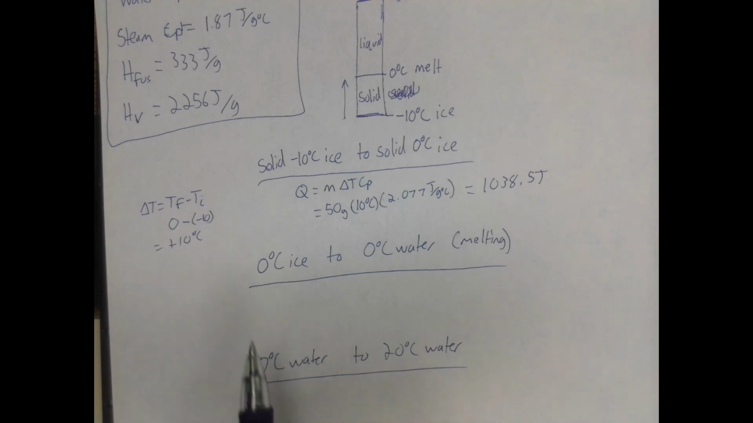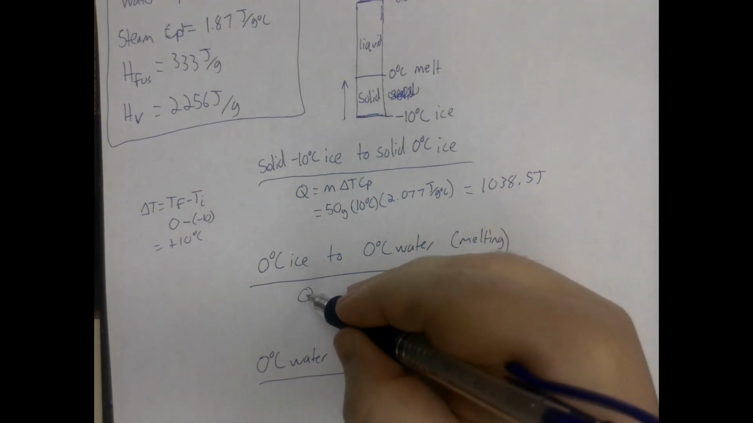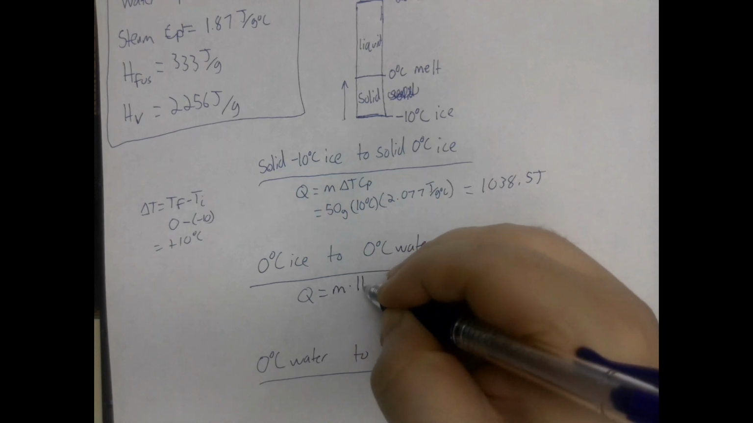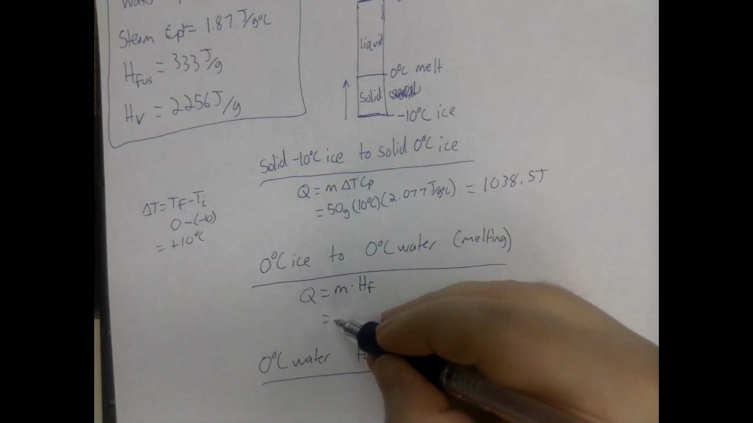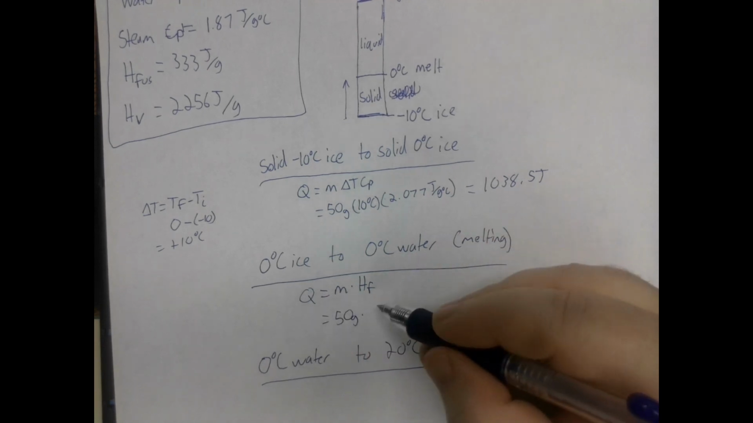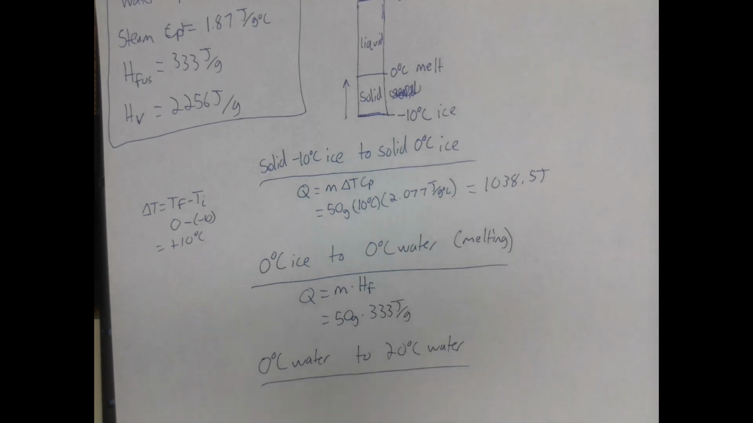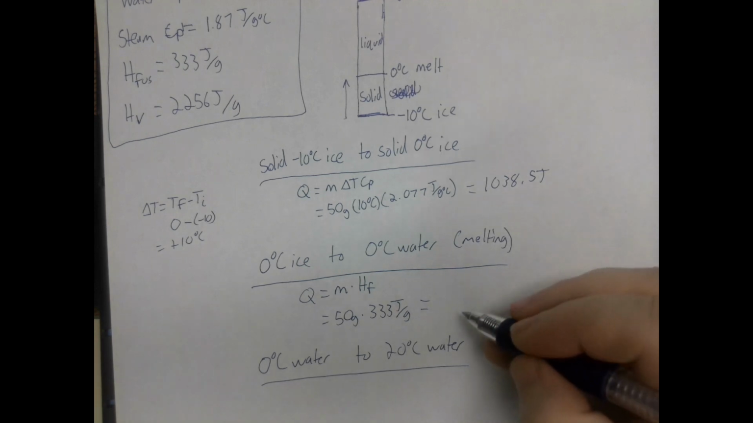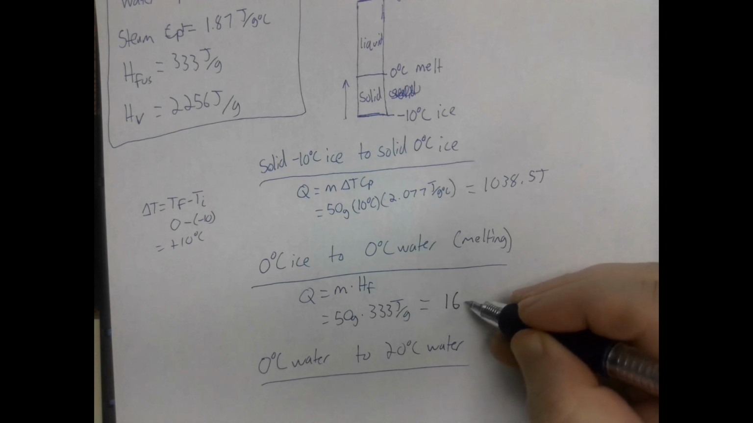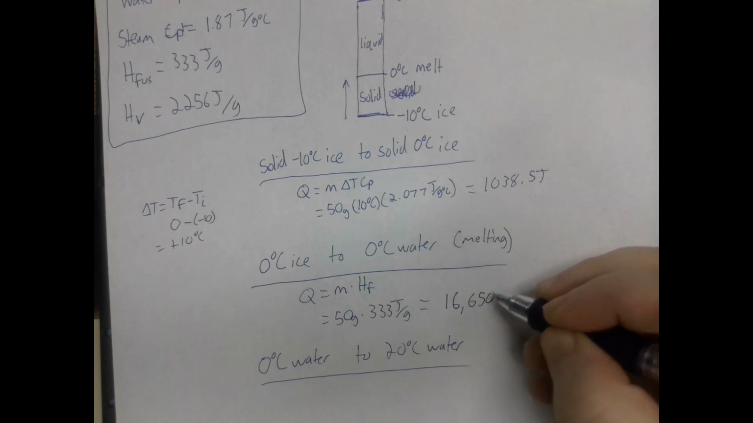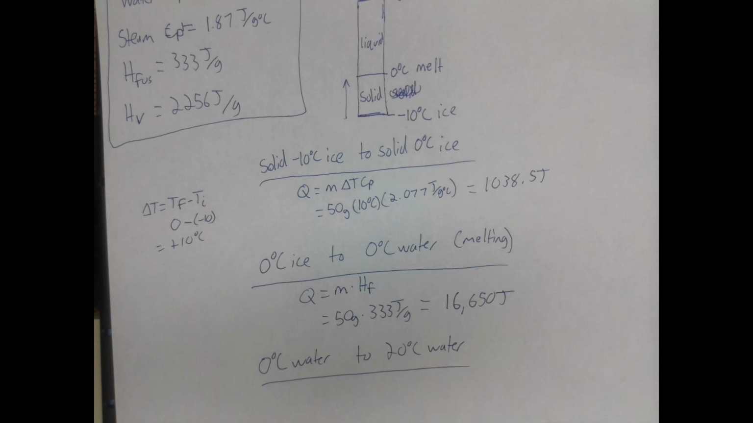Now to melt ice to water, there's no temperature change. We would use Q equals mass times the heat of fusion. So 50 grams times heat of fusion, 333 joules per gram. Grams cancel out, giving us just joules: 16,650 joules. So it requires 16,650 joules just during the melting phase.